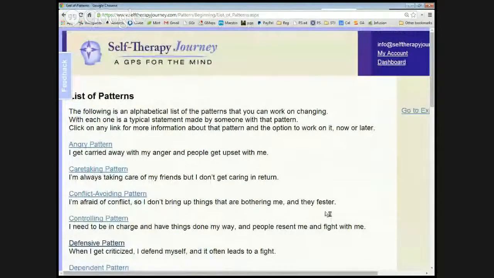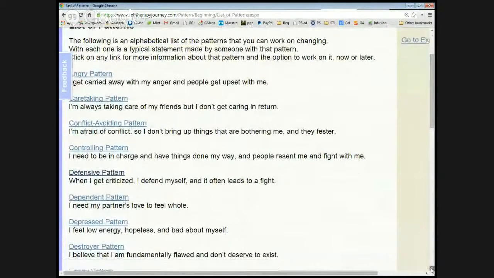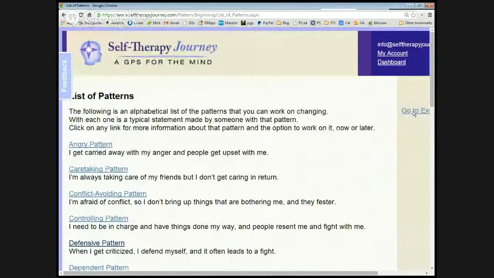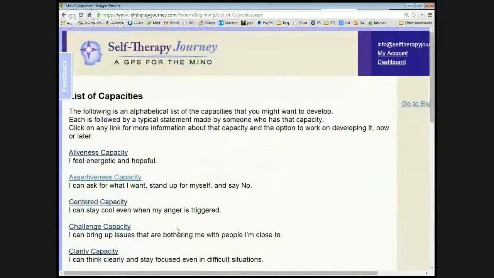Another way is you can click here, and this is a list of all the patterns with short little things that somebody with that pattern might say. So you can just use that to choose a pattern to work on. Another option is a list of capacities. You can start with a healthy capacity. So maybe instead of working on a pattern, you want to develop assertiveness or aliveness or being centered or being able to challenge people or clarity. You can click on one of those. That's another way to start.